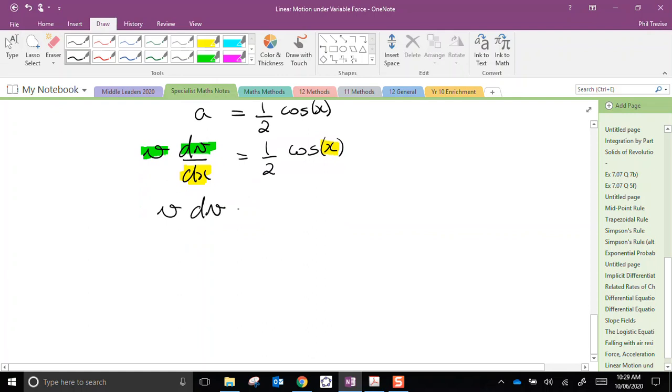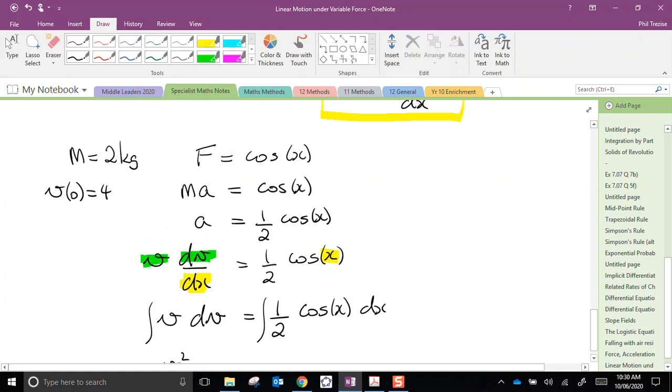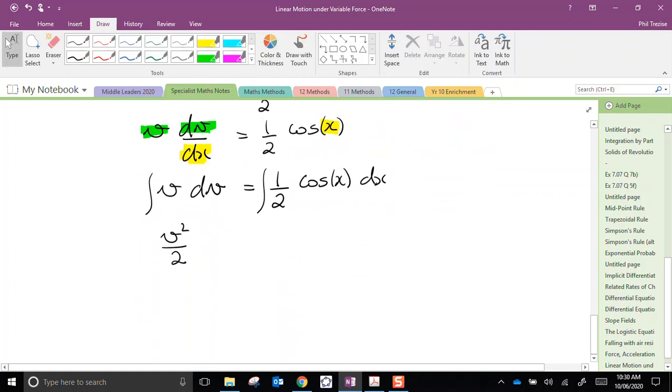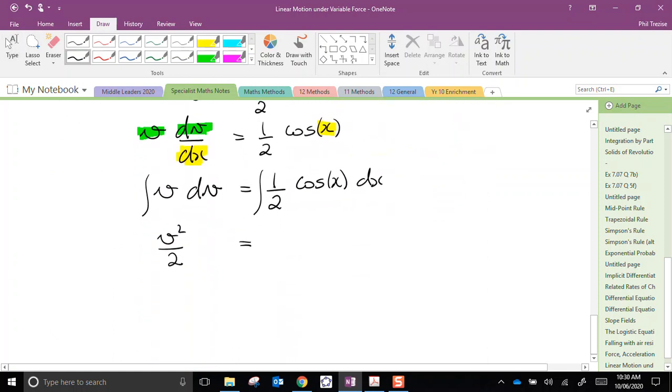V dv equals 1/2 cosine of x dx. We can integrate both sides of this equation. The integral of v is v squared over 2. Now that's more or less the step that I took to get to this version of the same equation. So you can see why I use the second one, and I just do that integration step as part of my answer. So I have a 1/2 sitting here watching. What is the integral of cosine x? That is sine x plus a constant of integration.